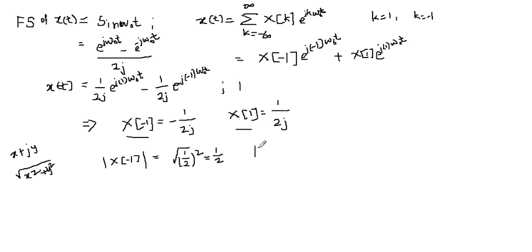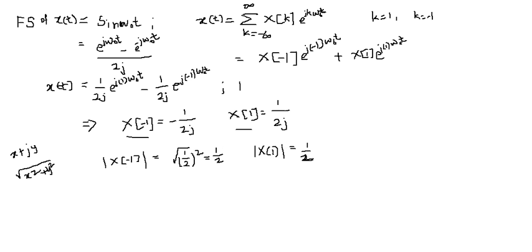Similarly, the magnitude of X of 1 is again the same, 0 plus 1 by 2j. If it is 0 plus 1 by 2j, the magnitude of this one is root of 1 by 2 the whole square, which will be again 1 by 2. So the magnitude of X of minus 1 as well as X of 1 is 1 by 2.